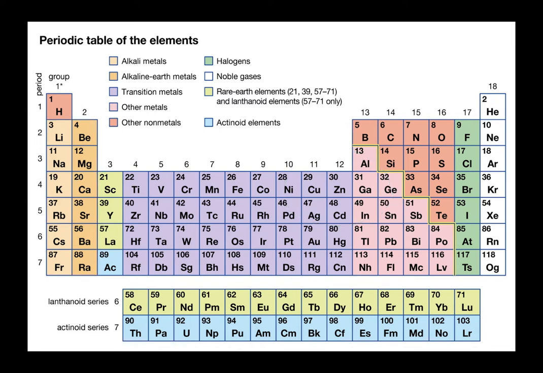They can easily lose these electrons to become positively charged ions called cations. On the other hand, halogens and some other nonmetals can gain 1 or 2 electrons, acquiring a negative charge, and form negatively charged ions called anions.